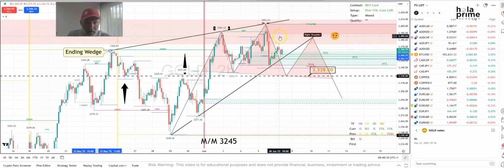But it looks like I've got some support located at 3,328. I've got a previous swing low located at 3,331. I've got a measured move target of 3,245. Where am I at the moment? I'm just mid-range.